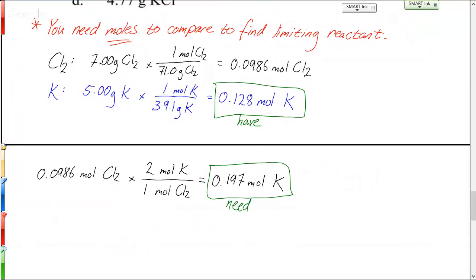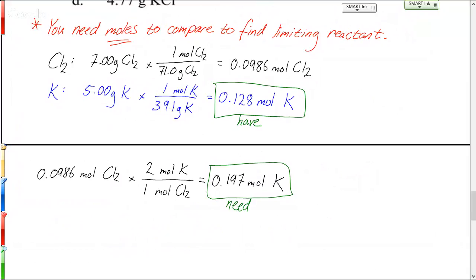What if this equation had come out opposite? What if we'd come up with 0.05 moles of K or something? Don't we have to do the other one? Well, we could just assume then that the other one is limiting, because we'd have more of that one than what we need, so it must be the other one. But you're right, we could also calculate from the other one. So it doesn't matter which one you start with.